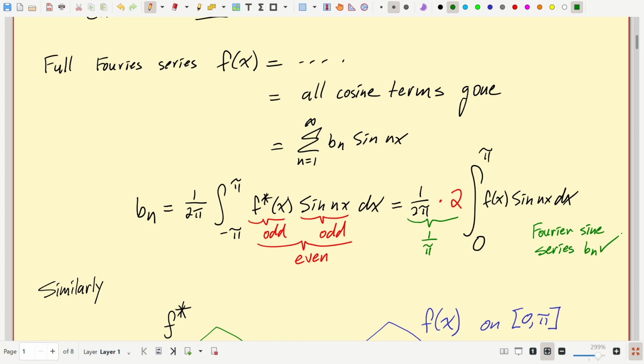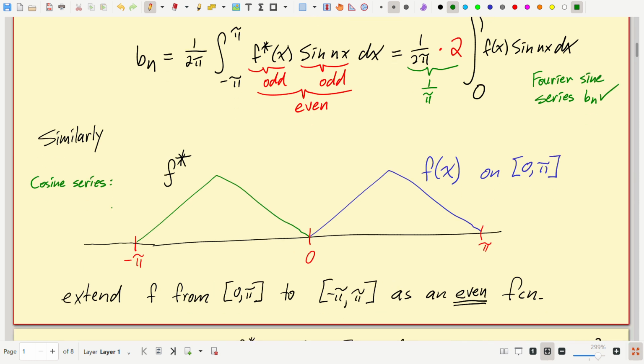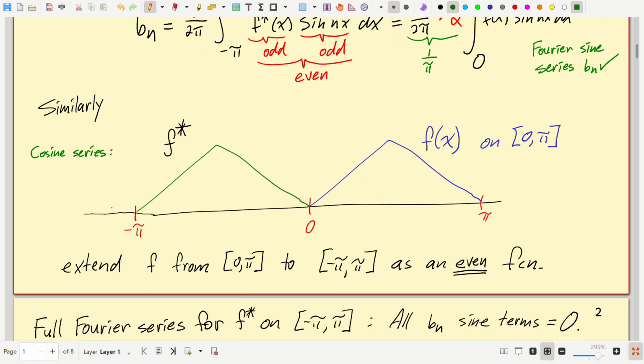So Bernoulli, of course, came up with the Fourier sine series before the full Fourier series, but it can also be derived from the full Fourier series. And similarly, the cosine case. I haven't mentioned the cosine series yet, but it's the same idea. This time I have my blue f of x on 0 to pi, and I extend it as an even function, which is an easy thing to do. So it's just reflecting it that way instead of twice.